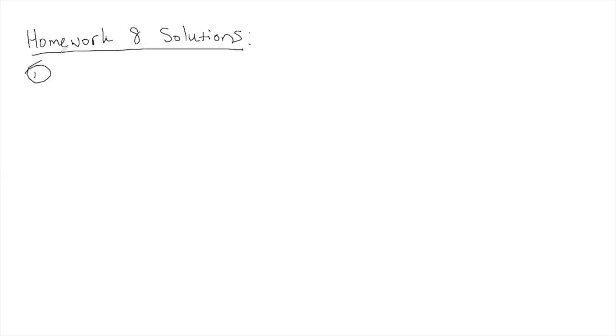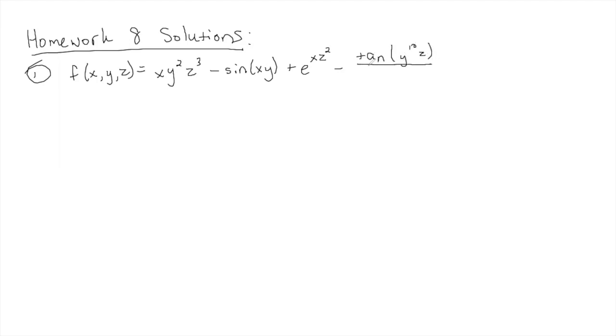All right, so let's start as any reasonable person would start, at number 1. And we'll talk about the partial derivatives of the following function: xy squared z cubed minus sine xy plus e to the x z squared minus tan of y to the 10th z over ln of yz to the 5th.